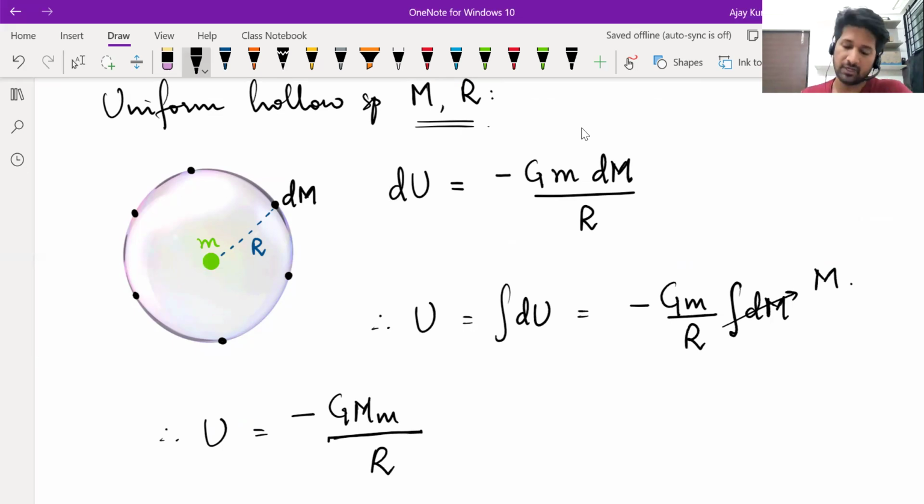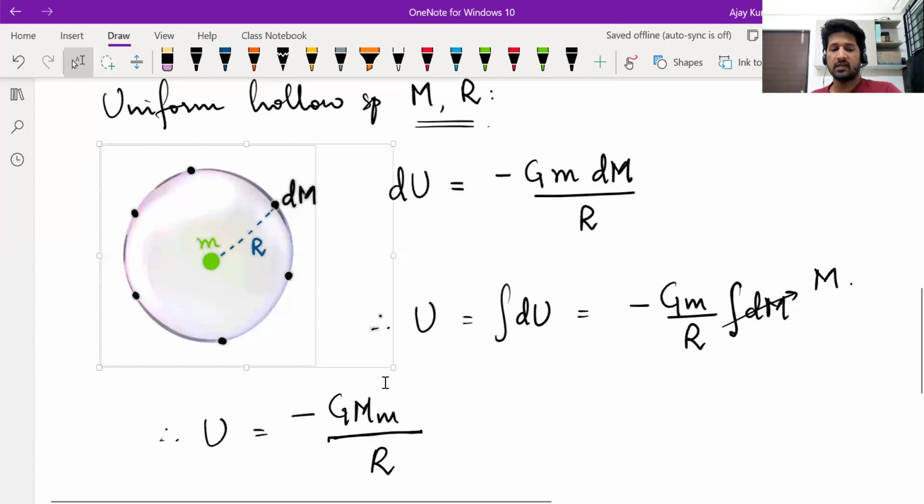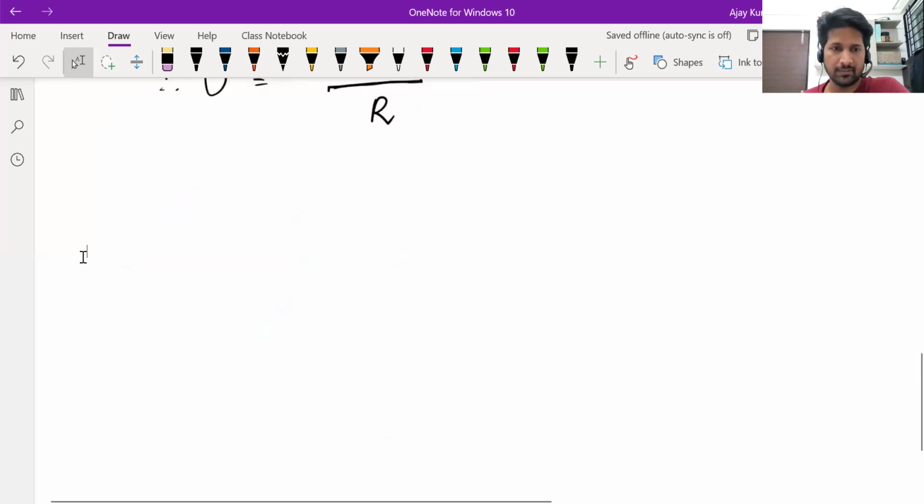But this is valid only when the particle is at the center of the hollow sphere. Let's consider another case now where the particle is not exactly at the center. We'll see what to do. So between a hollow sphere and a particle which is exactly at its center, the potential energy is minus G M m by R.